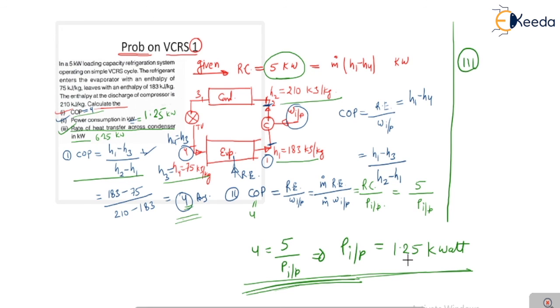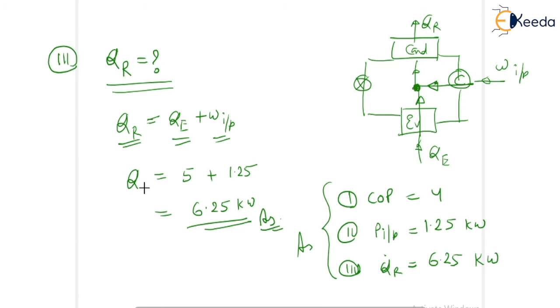And again, for the condenser QR, you have to apply a basic mathematical formula where QR is equal to QE plus W input. By this, you can easily evaluate the value of QR, and this is your final value of QR, 6.25. So my dear friends, in this way we have solved any type of question.